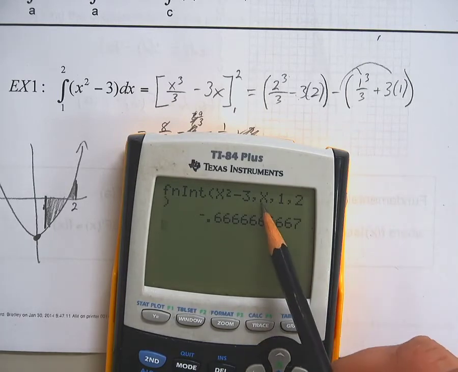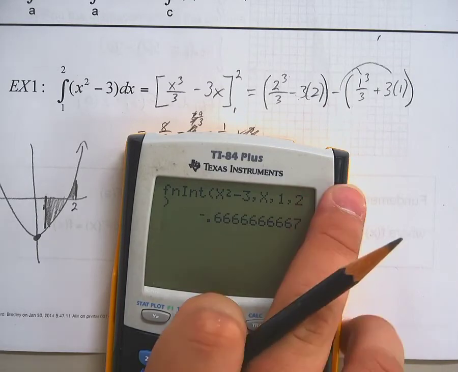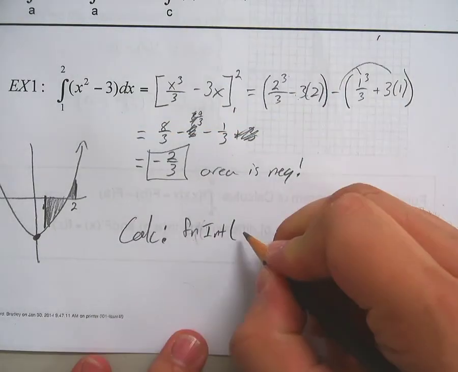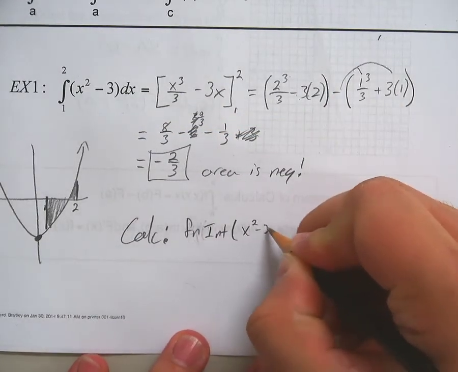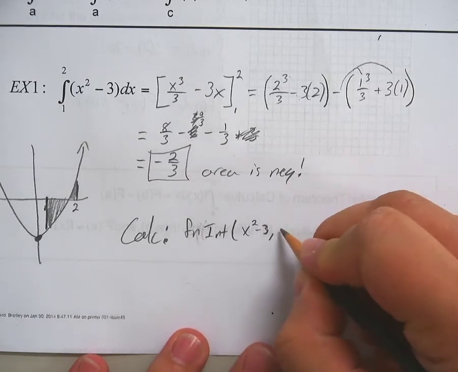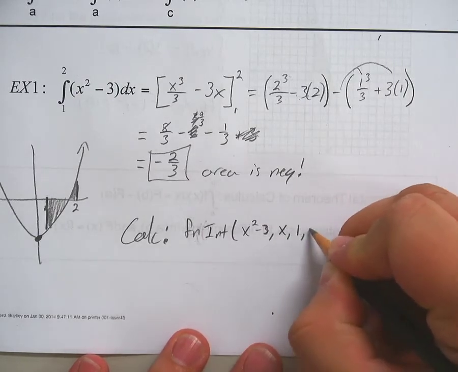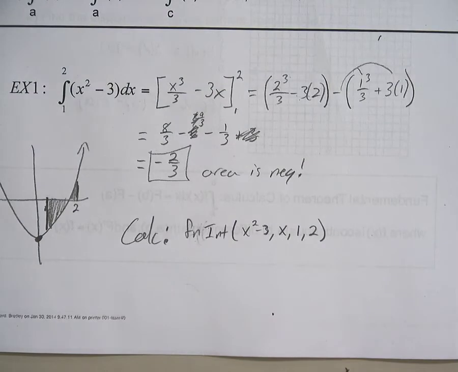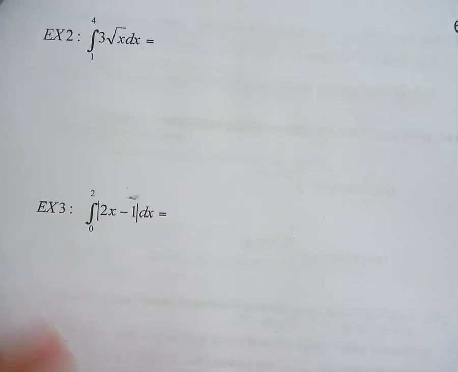So it's the variable I'm integrating with. So with respect to x, that's like your dx, from 1 to 2. And I'm going to write this down for you real quick. X squared minus 3, using x, 1 to 2. So yeah, you can use your calculator for this. All right. Let's keep going.